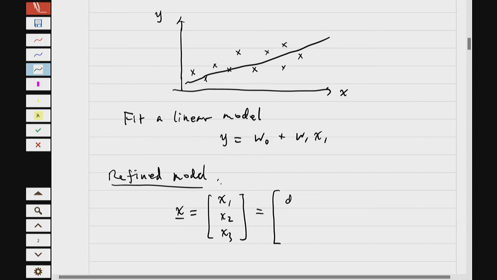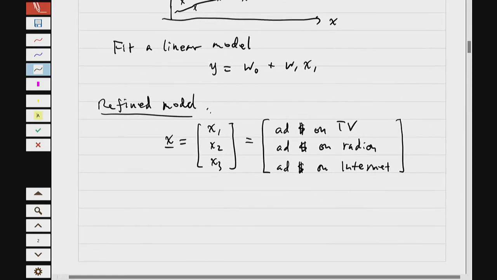Let's say it's the ad dollars on TV, ad dollars on radio, and ad dollars on the internet. Again, you can collect the data points over time, and then now you have to do a d equals 3 regression problem. Well, let's put a y hat here.